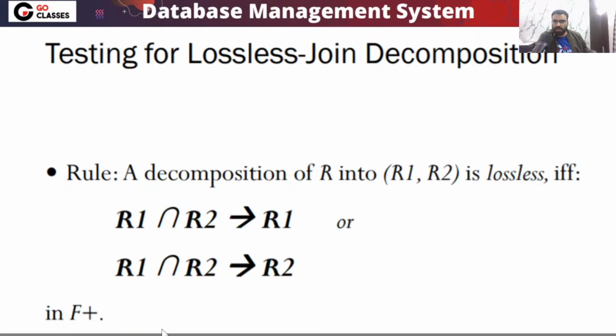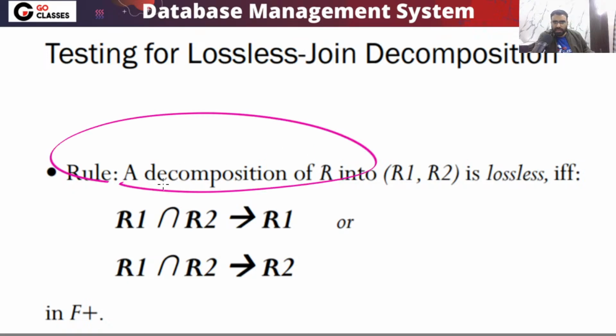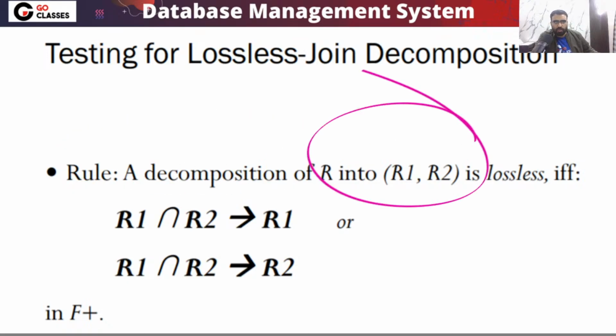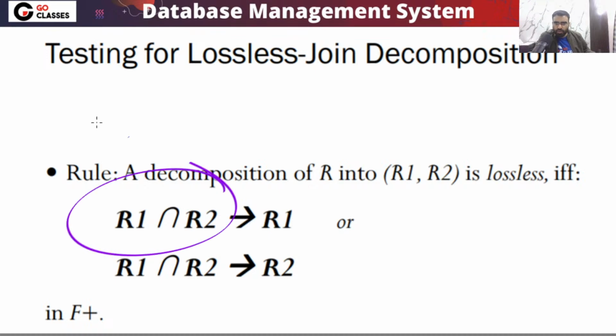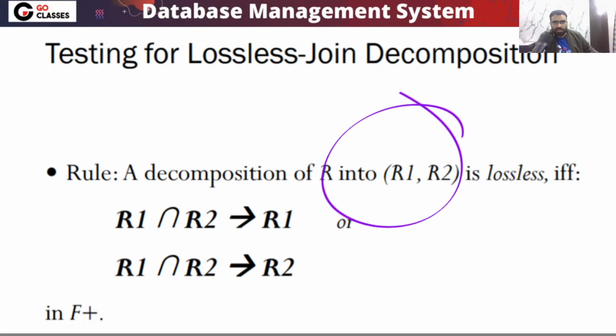lossless. So you can easily see that a decomposition of R into R1 and R2, basically a binary decomposition, is lossless if and only if, when you find the set of common attributes of R1 and R2, that simply means you are doing the intersection of the schema.